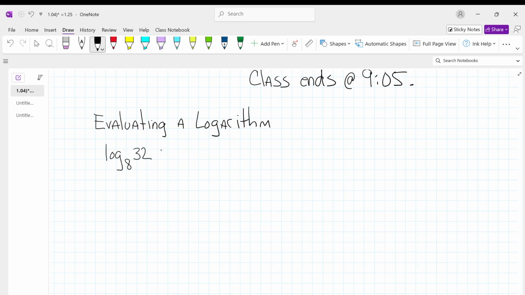The first thing you're going to do is make this equal to x. Now it's in log form. And you're going to do the opposite of what you did yesterday. Yesterday you had it in exponent form and you wrote it in log form. Today we're going to complete this equation in log form, and then we're going to rewrite this in exponent form. So log 8 of 32 equals x means 8 to the x power equals 32.